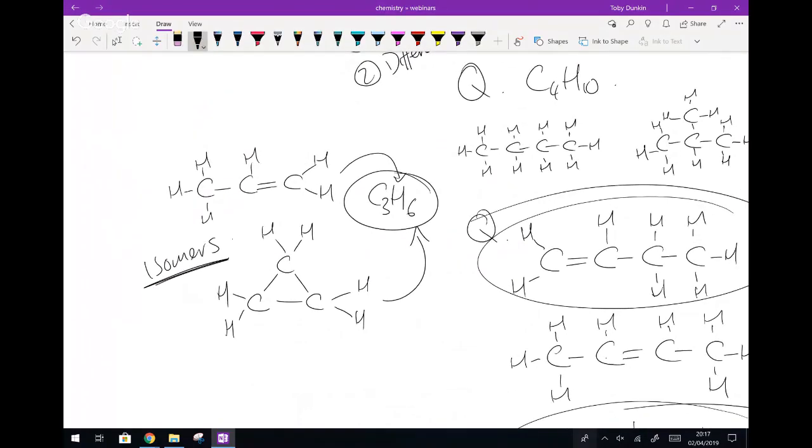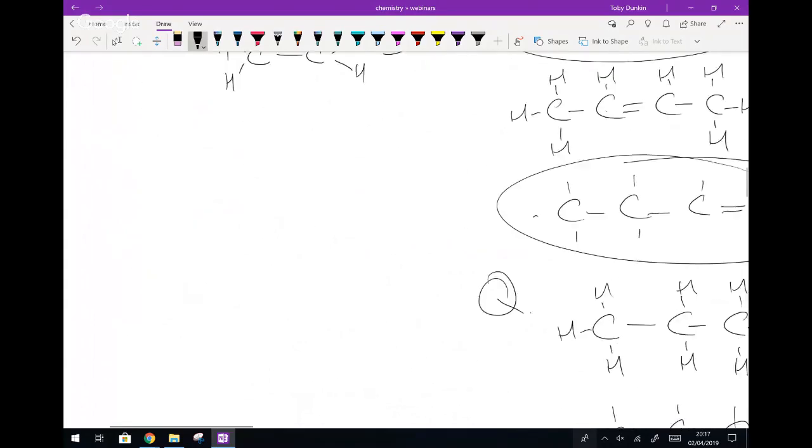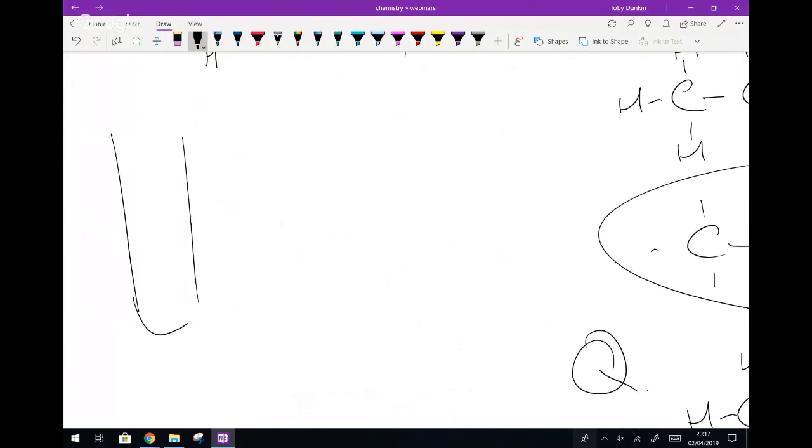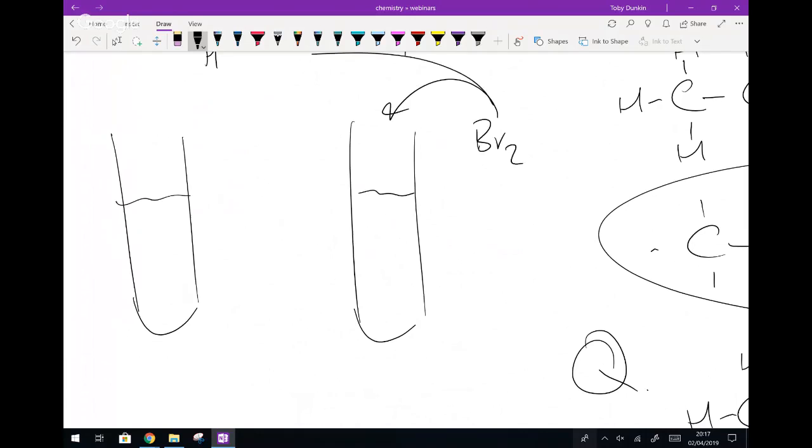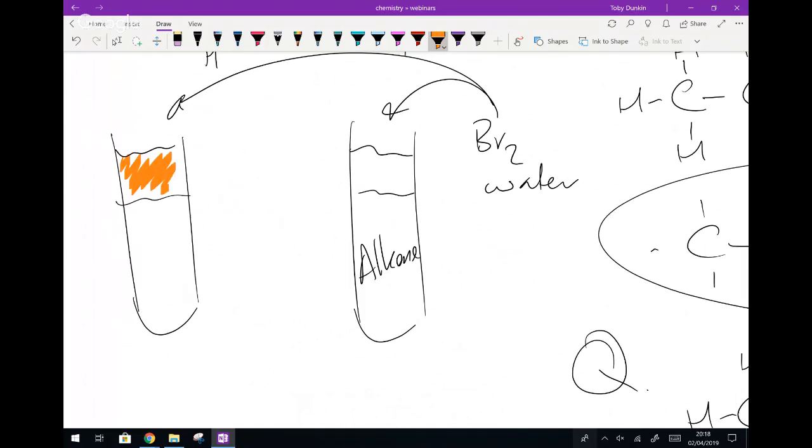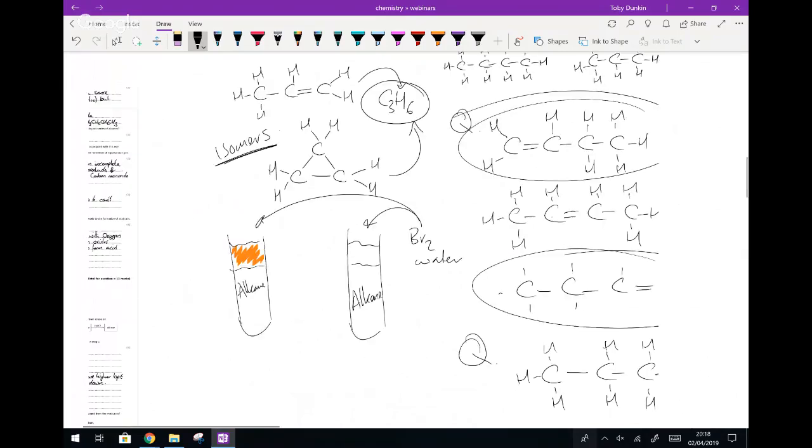And if I wanted to tell them apart, if I had two test tubes, one with cyclopropane in and one with propene in, I would add orange bromine water to both. The alkene would turn colorless and the cycloalkane would remain orange. No change, alkane. Nice to say the difference. Nice to do chemical tests.